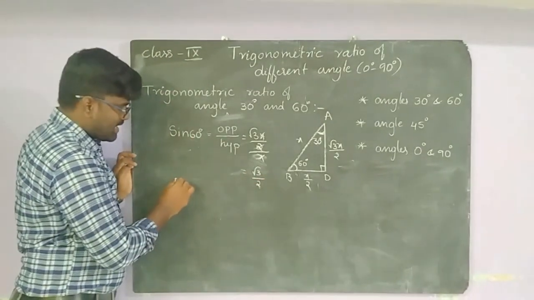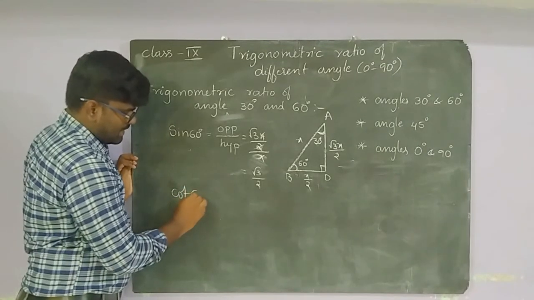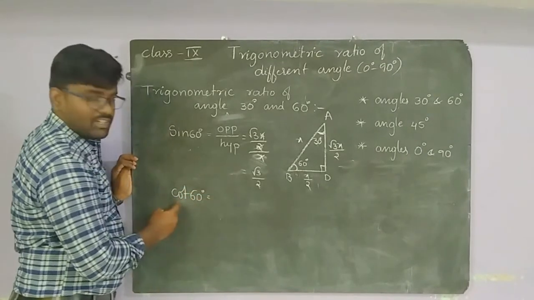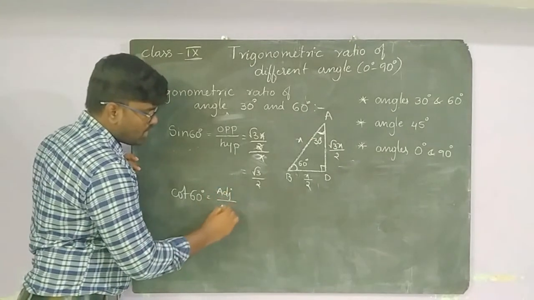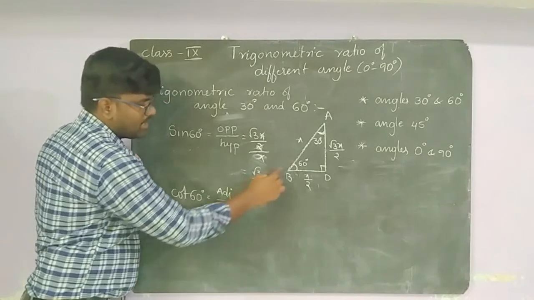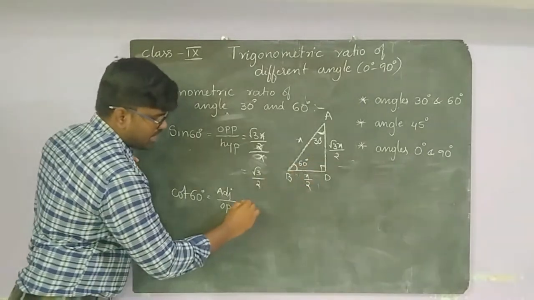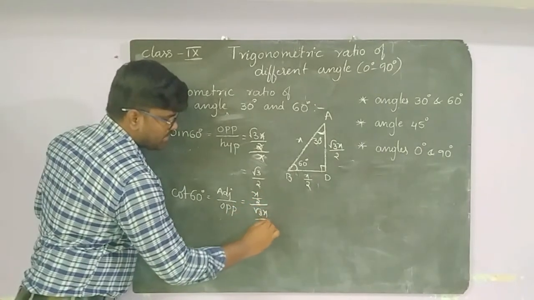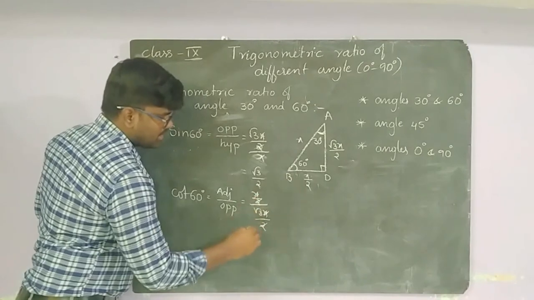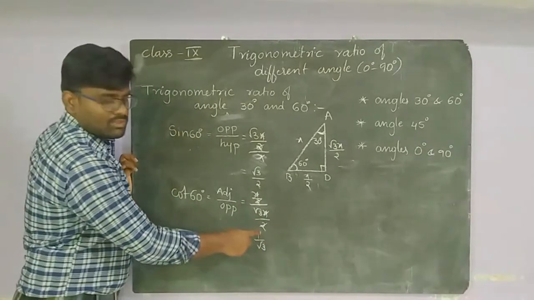In the same way, cos 60. Okay, we want cot 60. Cot 60. What is the cot formula? Cot means adjacent by opposite. Okay. Cot 60. This is adjacent and this is opposite. Then we are taking x by 2 by root 3 x by 2. When you simplify this one, what are you getting? 1 by root 3. Cot 60 value is 1 by root 3.